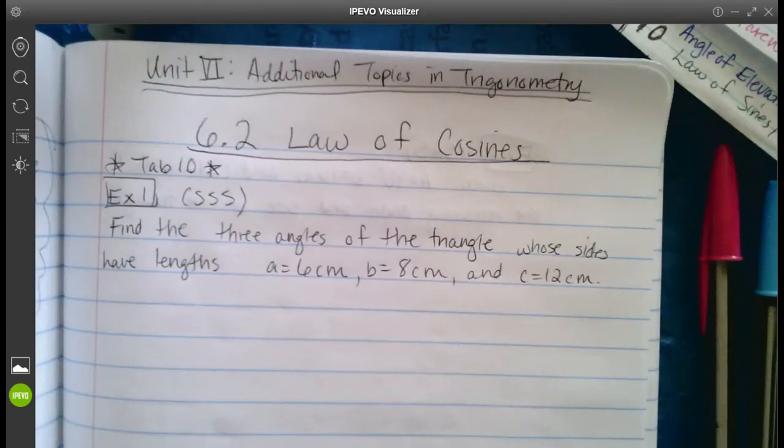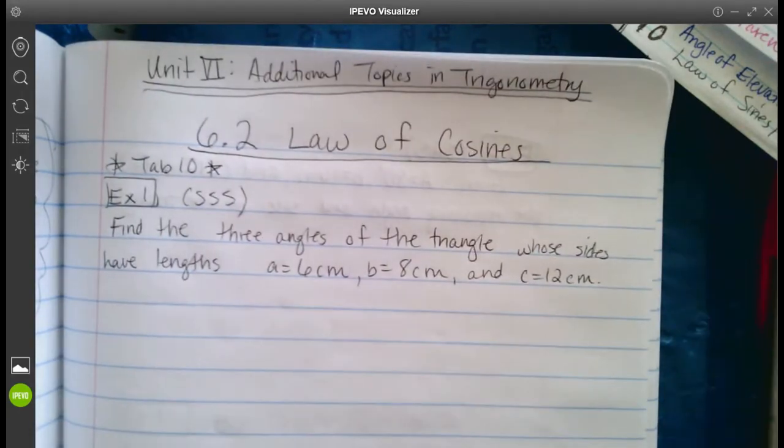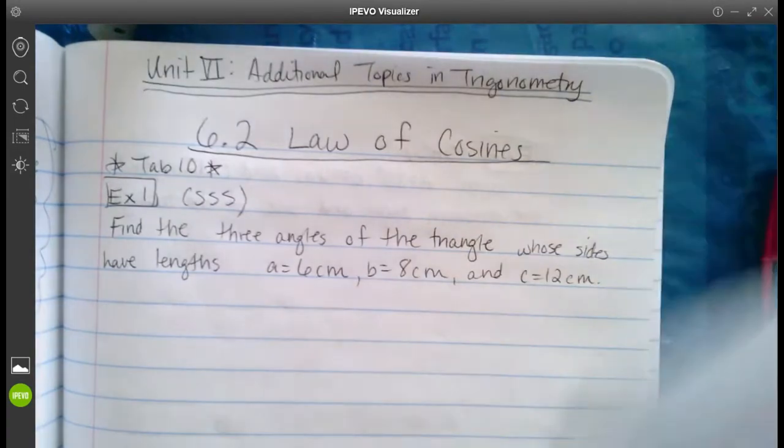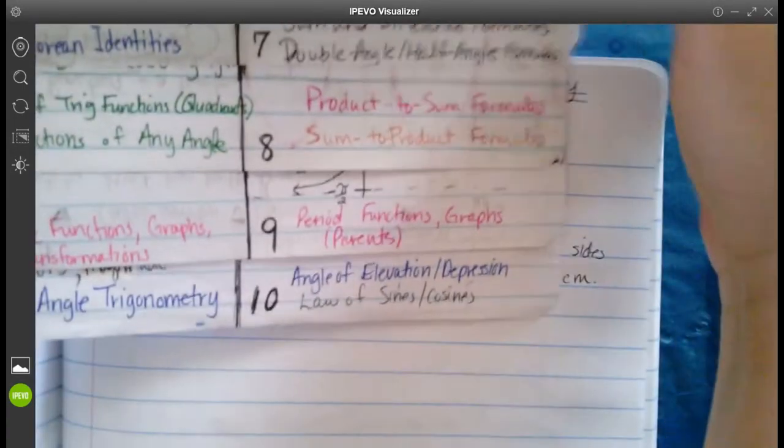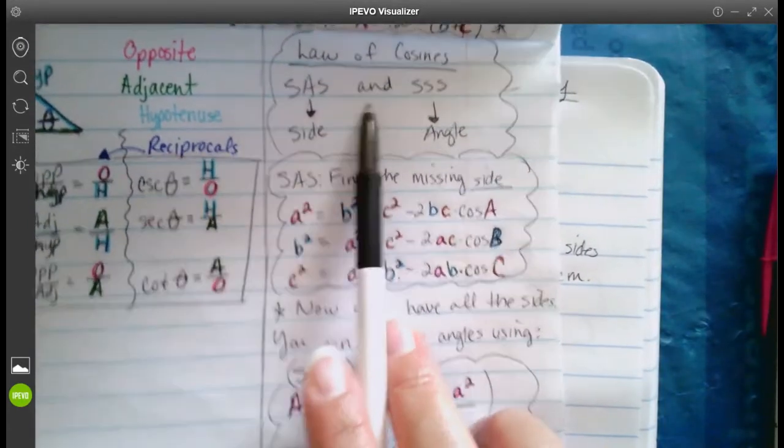In this video, we're going to cover section 6.2, Law of Cosines, which is part of Unit 6, additional topics in trigonometry. Again, this is referring to tab 10, which you hopefully have copied at this point. If not, here it is real quickly. Tab 10, we did Law of Sines first, cosines is next, which is going to be basically this second piece right here.